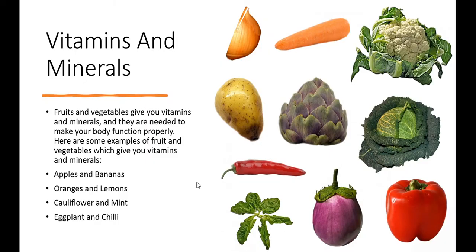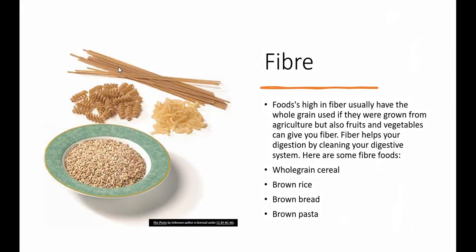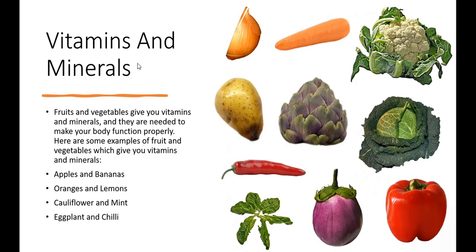Now, vitamins and minerals. Fruits and vegetables are basically vitamins and minerals, and they're needed to make your body function properly. So here are some examples of fruit and vegetables which give you vitamins and minerals. You need these foods to help your body function properly, because it's vital. All of these are vital, but you need to have them in a shared amount. Apples and bananas, oranges, lemons, cauliflowers, mint, eggplant, and chili.